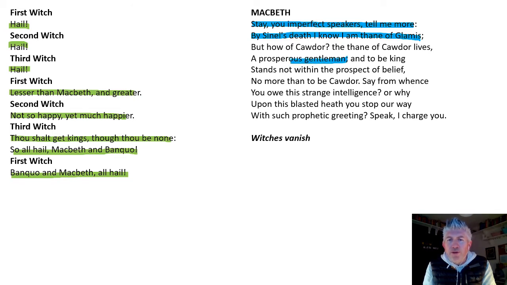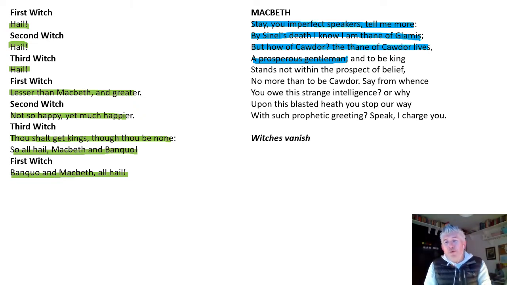So that tells us there that Macbeth doesn't know about the Thane of Cawdor being a traitor. In fact, he hasn't got a clue about the Thane of Cawdor whatsoever. He's praising the Thane of Cawdor there, calling him a gentleman.